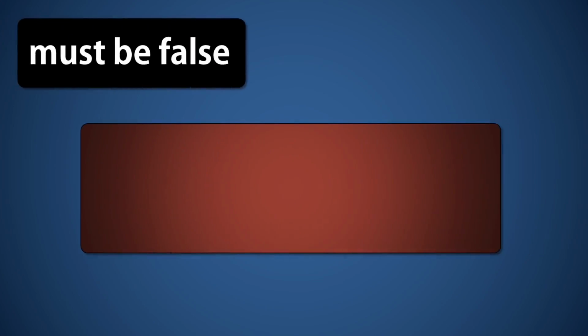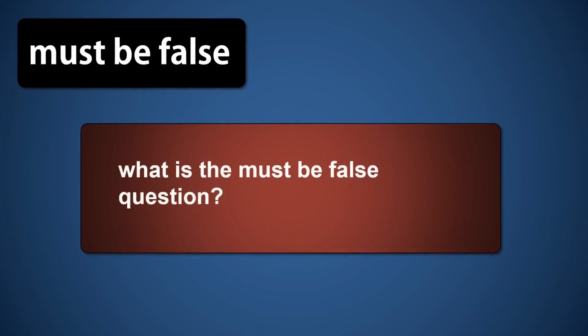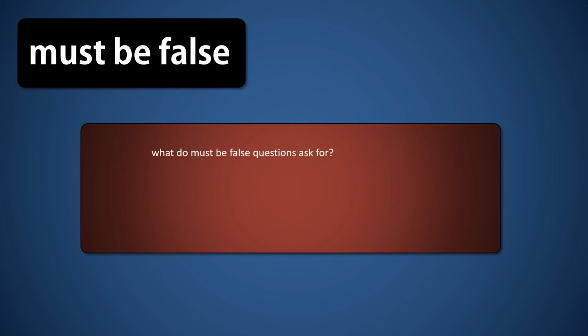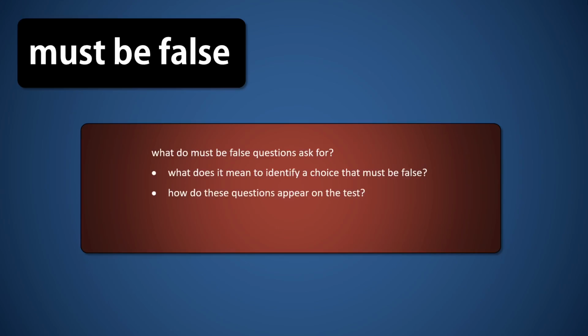Alright, in this video we're going to cover the must be false questions. So what exactly is the must be false question? What do must be false questions ask for? In other words, what does it mean to identify a choice that must be false? How do these questions appear in the test, and how do we approach these questions?